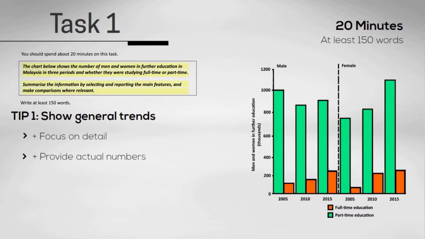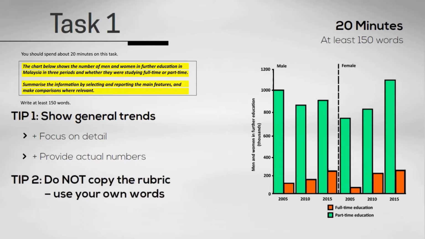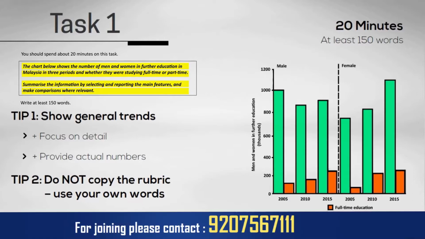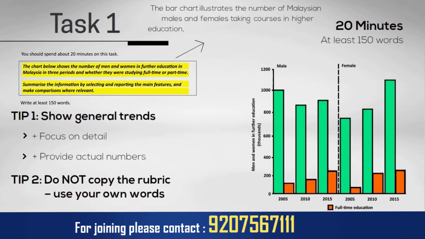Next, look at the rubric. When you're writing your answer, you must not copy from this rubric. Instead, you should use your own words. This is our second tip. Change the vocabulary and the grammar of the rubric so that it is different from the original. For example, the bar chart illustrates the number of Malaysian males and females taking courses in higher education, either full-time or part-time, from 2005 to 2015.